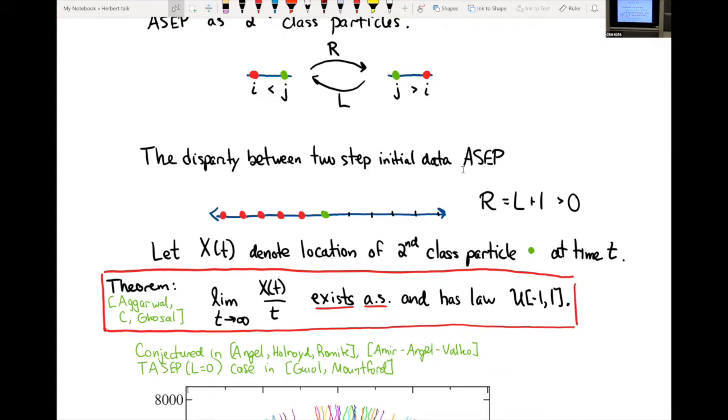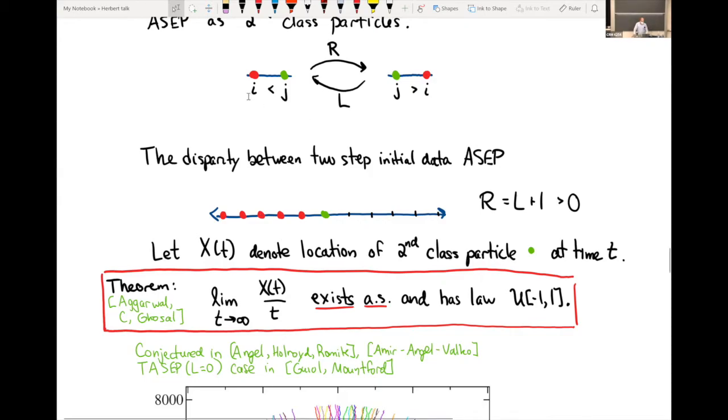And the rule is that lower classes are better than higher classes. So it's like on an airplane. It's not like in society. So first class forces second class to do what they want. So the rule is that usually particles in ASEP will jump left or right with rate L or R.